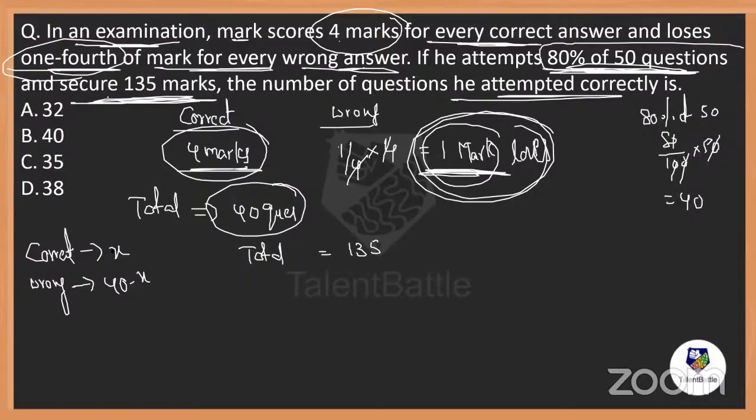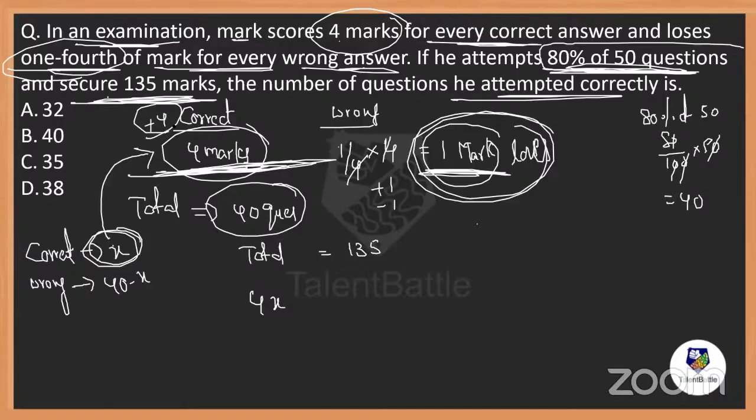For these X questions, he will get 4 marks each. That means for the correct questions, he will get 4X marks. And if it is wrong, he will lose 1 mark. Should I take this as plus 1 or minus 1? Here he is going to get 4 marks, so I took plus 4.